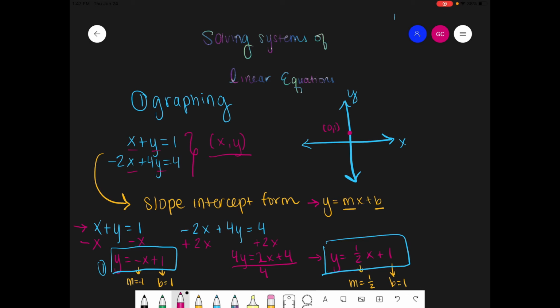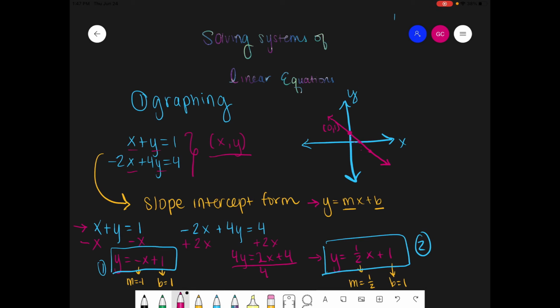And we have a slope of negative 1, which means we're going to go down 1, over 1, down 1, over 1. And our line is going to look like this, a little something like that. Okay, so one line down, one to go. Let's go ahead and do our second line.